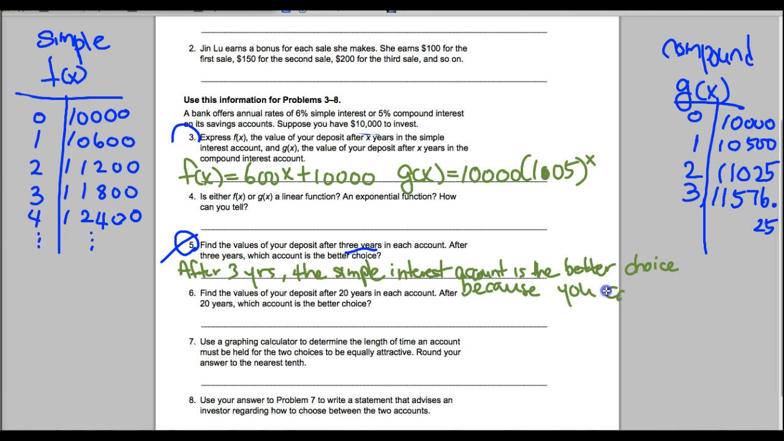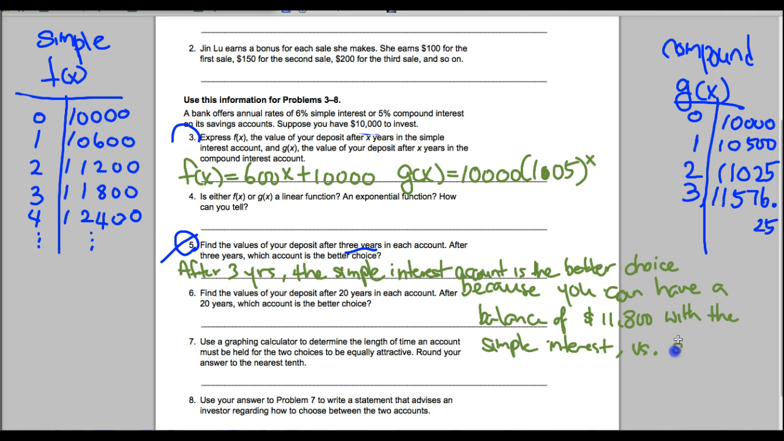Because you can have a balance of $11,800 with the simple interest versus right here $11,576.25 with the compound interest account. The reason why I'm writing this out for you is because I expect this from you.